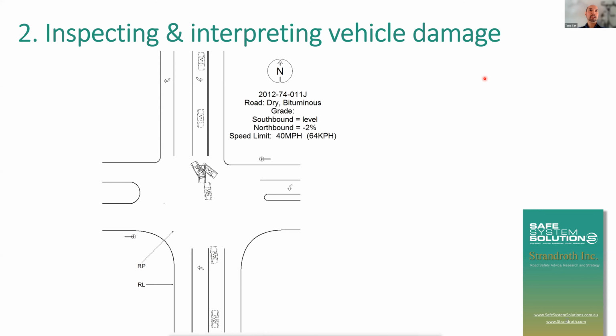In this particular diagram, what we can see is vehicle 1, which I've highlighted with the green line, is traveling southbound and entered the intersection. And vehicle 2, highlighted with the orange line, is traveling northbound and entered the intersection. And at the intersection, the front left of both vehicles collided with each other.